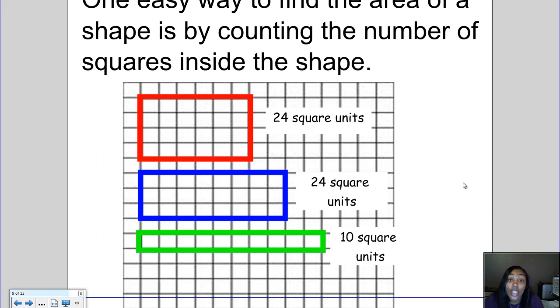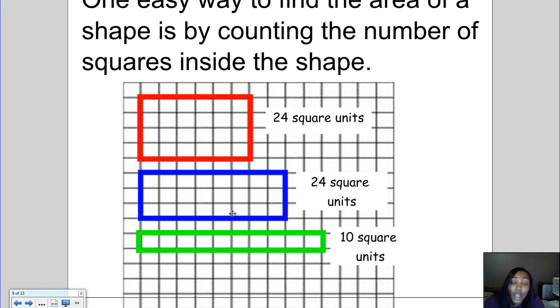So one easy way to find the area of a shape is by counting the number of squares inside of the shape. So if we were to break this rectangle into squares and count them, we could find the area. So if I look at this rectangle, I can count that there are 24 squares if I actually count them all up. So that means this rectangle has an area of 24 square units.